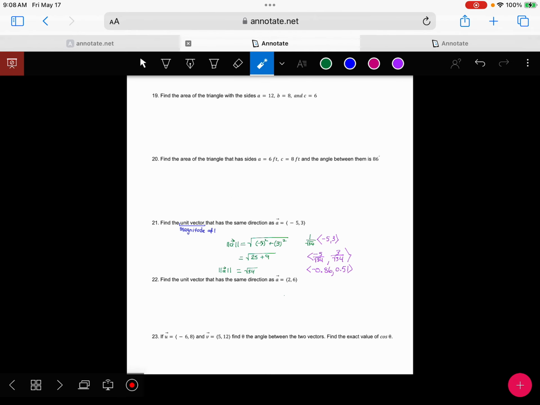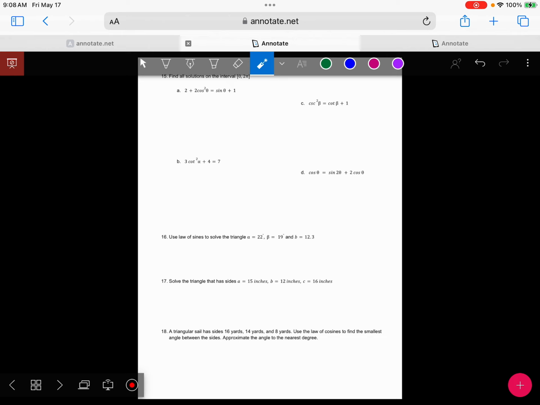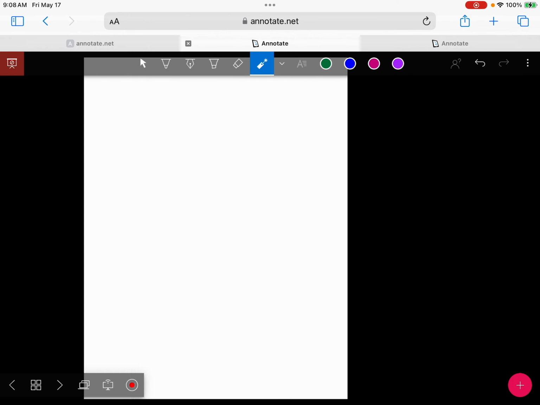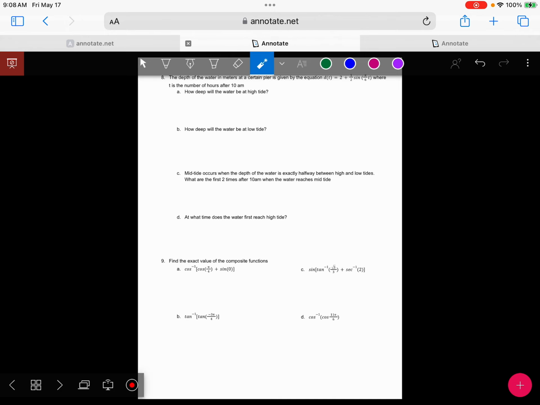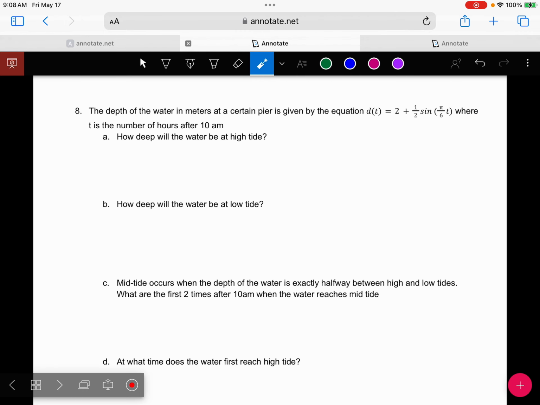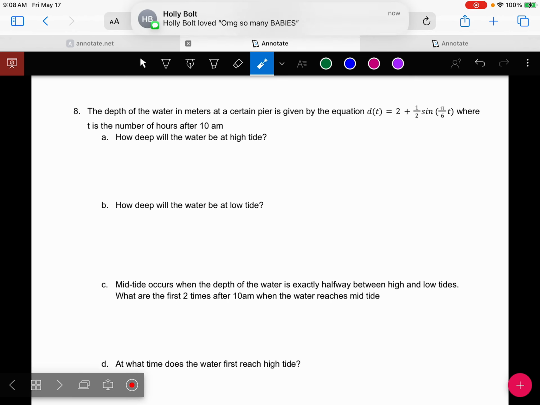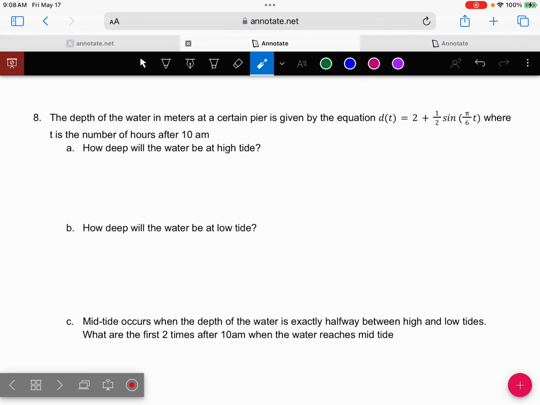Okay. I think the only other one really in here that felt like we didn't hit anything super close to it was the tide problem. There we go. Because this was a story problem about a trig function. It's number 8. And so it's thinking about our trig function here and kind of thinking about it in a different way, but it's not things we haven't done. So we're going to think about a sine function.